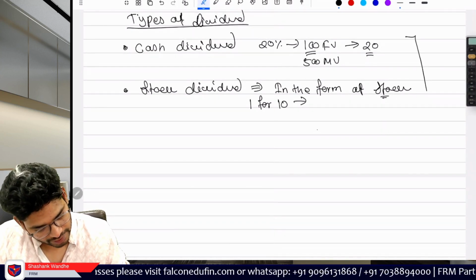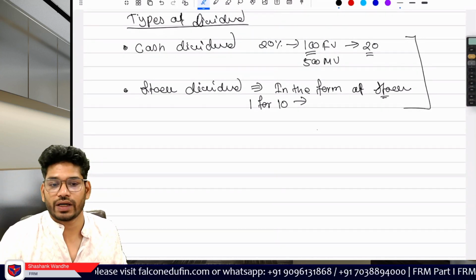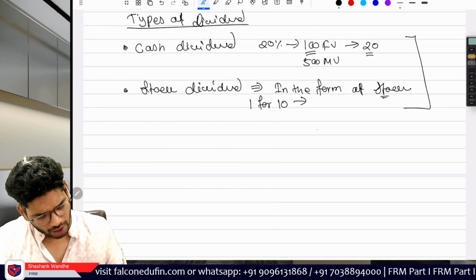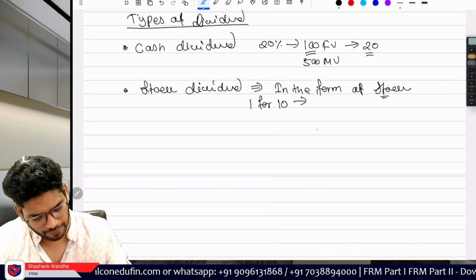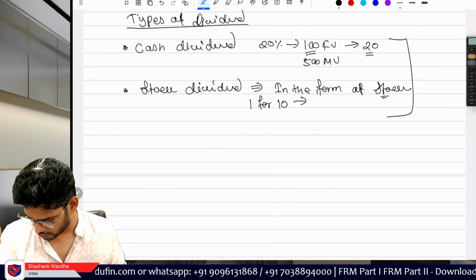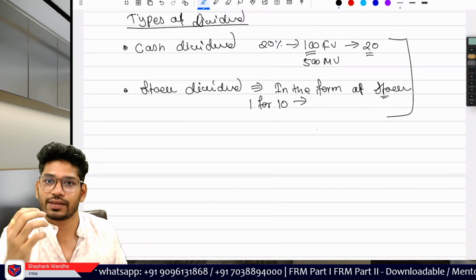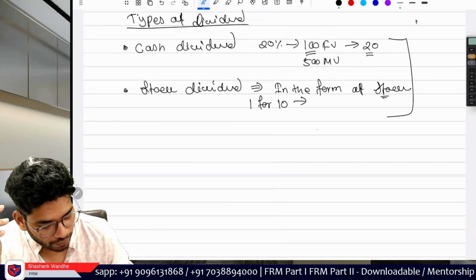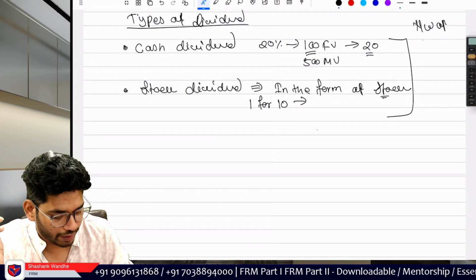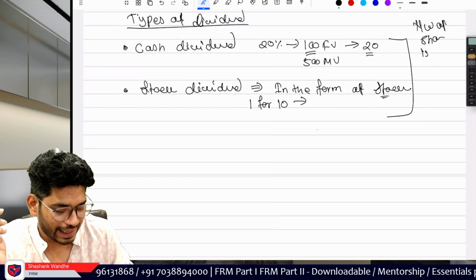Now just remember this: in both situations, and I'll also add the other parts, but for now we have the discussion on the stock split, reverse stock split, and the share repurchase also. But in all situations, the net worth of the shareholder is exactly the same.